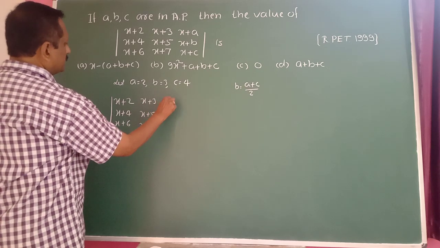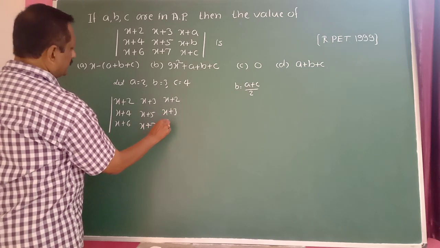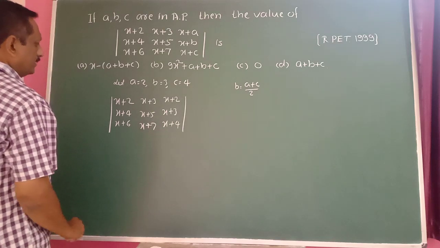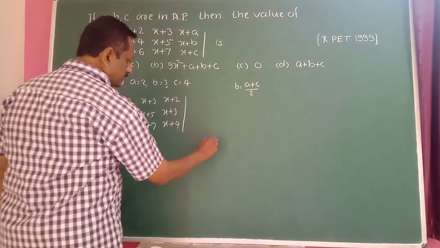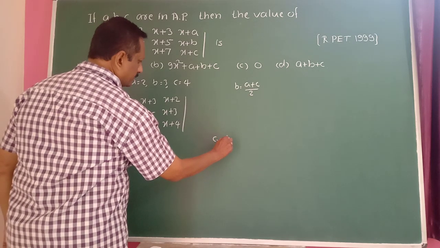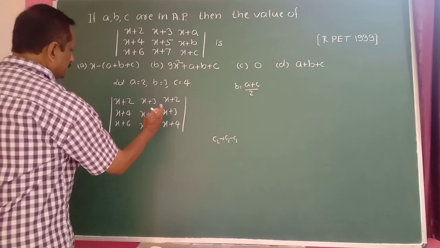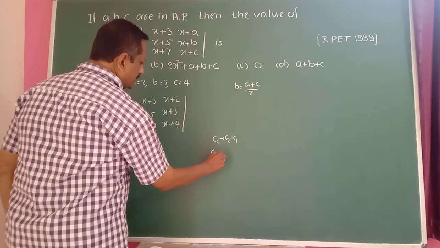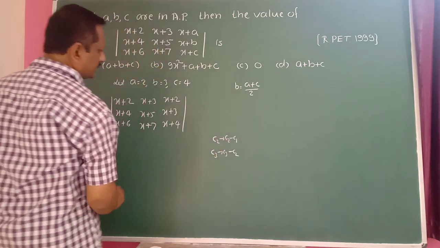Then x plus 2, then x plus 3, then x plus 4 here. Then this minus this here. So use C2 minus C1, then this minus this here. Therefore C3 gives C3 minus C2. Take C3 minus C2.